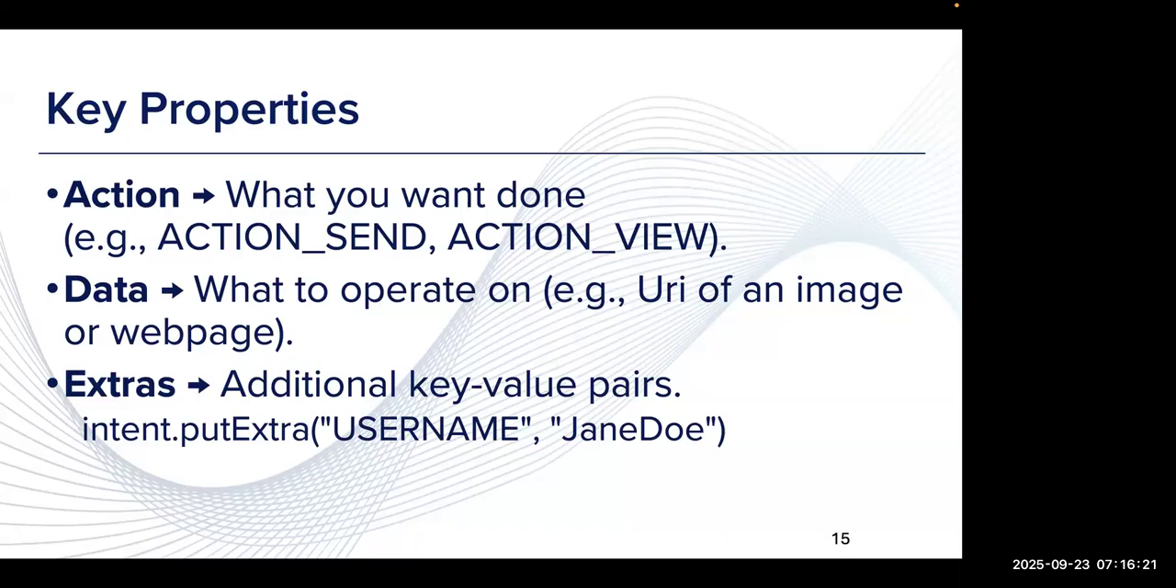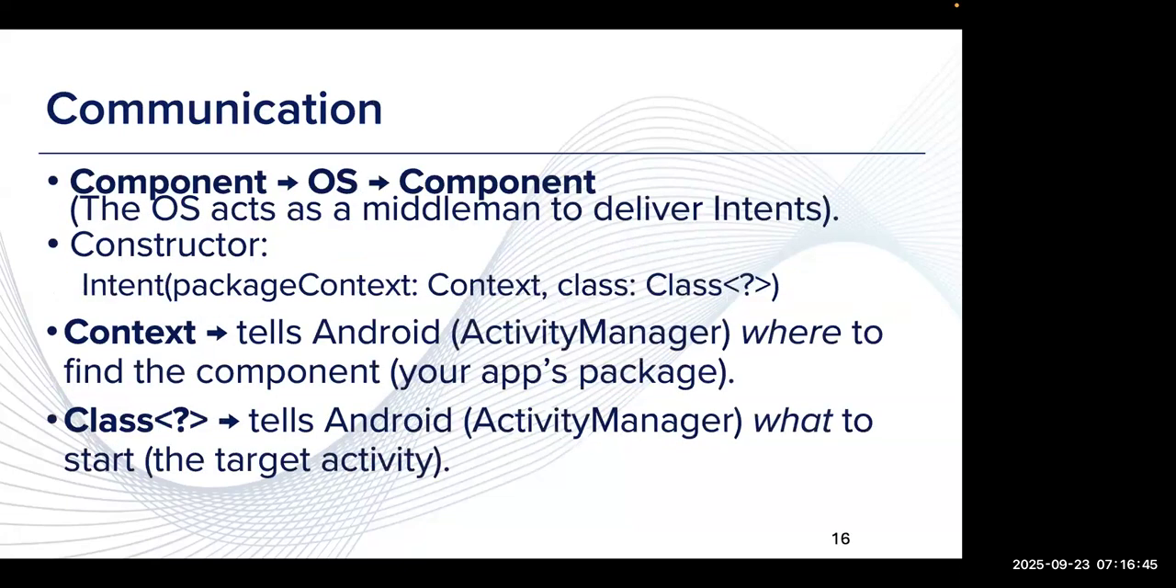For the activity, and then the extras: additional key-value pairs. We could just use intent.putExtra, and here, for example, we can add something into memory. In this case, a username. If we had a table, it would be Jane Doe. Adding that username, or adding a new column or row of a table or something like that.